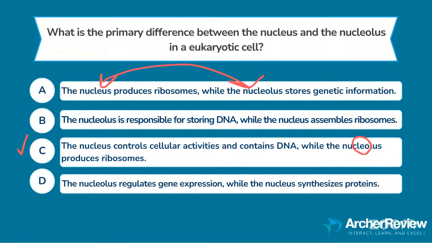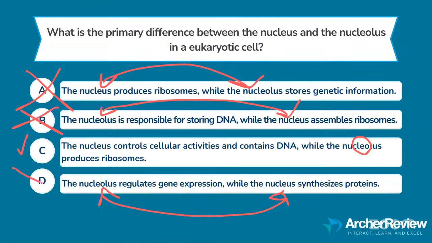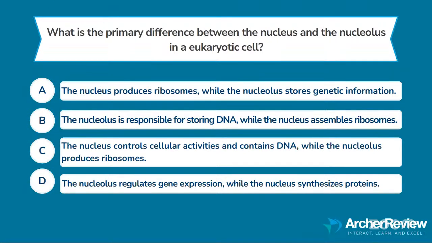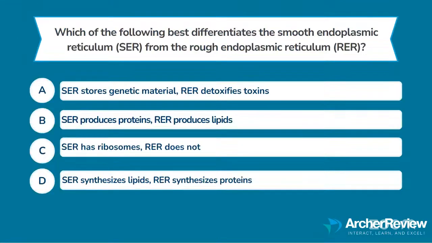B, the nucleolus is responsible for storing DNA while the nucleus assembles ribosomes, essentially saying the same thing as A. And so those would be switched and then they would work. All right, then D, the nucleolus regulates gene expression while the nucleus synthesizes proteins. Again, if we flip these, they would be correct, but they're not flipped, so the only correct answer is C. All right, let's take a look at our next one. Which of the following best differentiates the smooth endoplasmic reticulum from the rough endoplasmic reticulum?